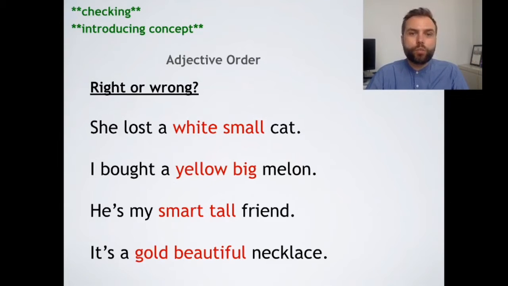She lost a white small cat. This is not correct. The correct sentence should be, she lost a small white cat. The second one is not correct. I bought a big yellow melon is the correct sentence. The third one, again, that's wrong. He's my tall, smart friend. And finally, it's not correct. It's a beautiful gold necklace.